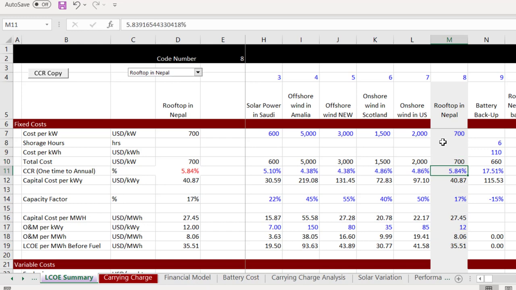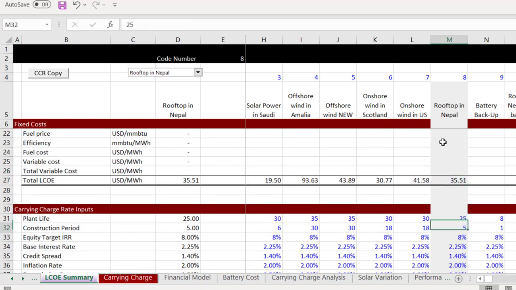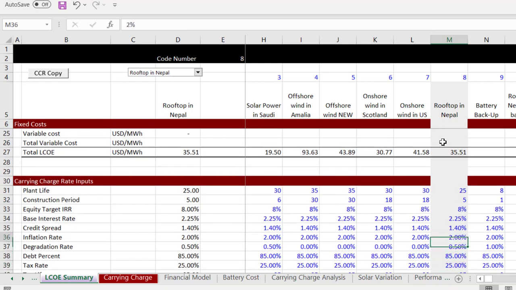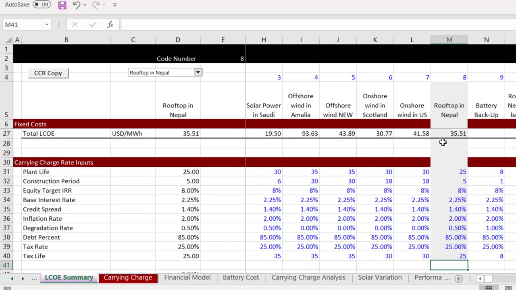And then I said, well, okay, let's just pretend, which is a ridiculous thing. Let's pretend your target IRR is only 8%, because you've got a nice stable thing, and your base interest rate has some hedging in it, not all hedged, 2.25. We have an inflation rate, we have a degradation rate. We're going all the way up to 85%. How about I'll do a 30-year? I'll make it even 30 years.